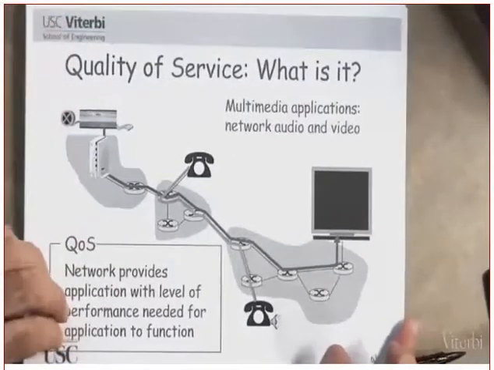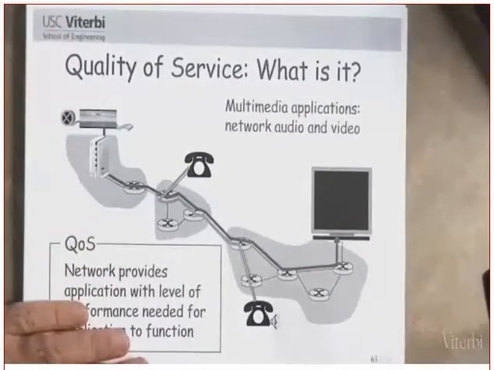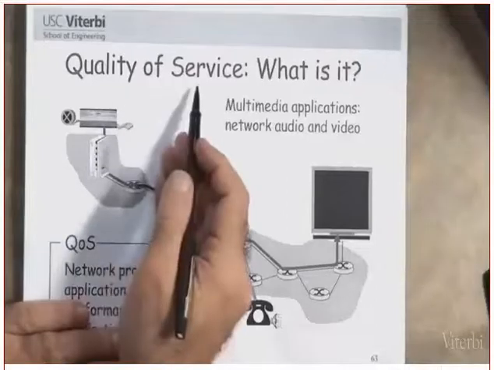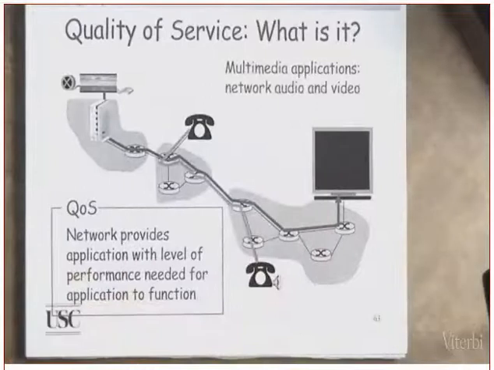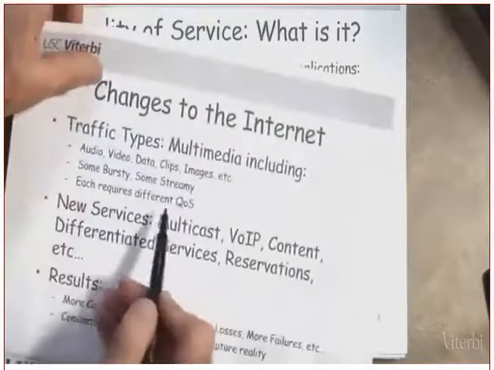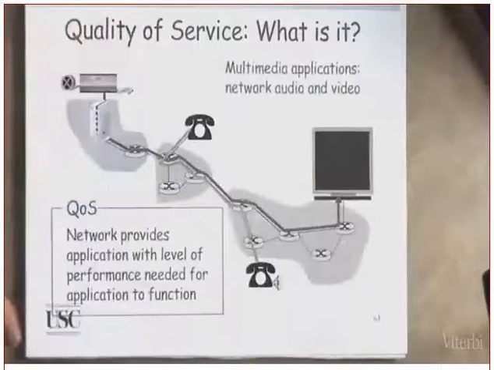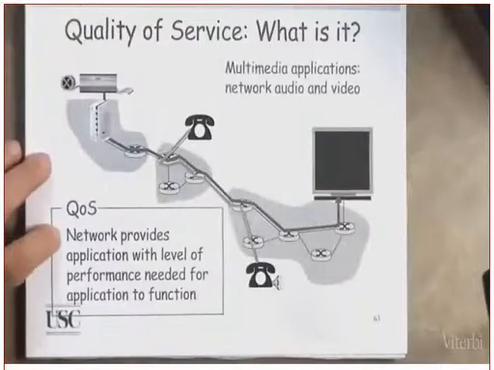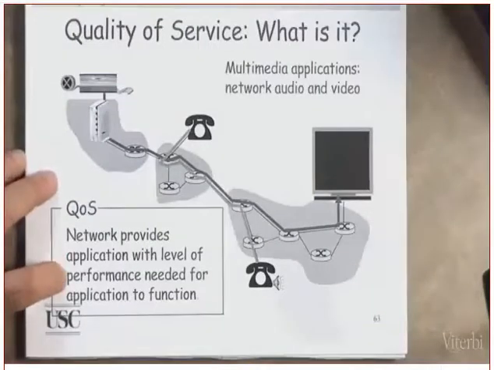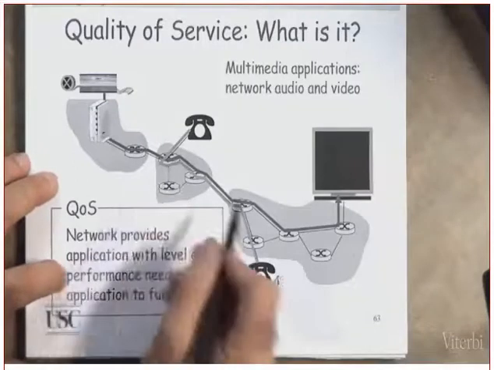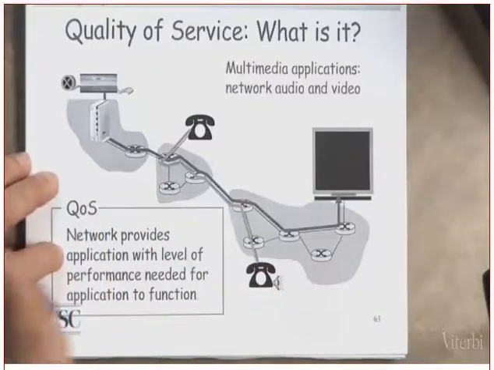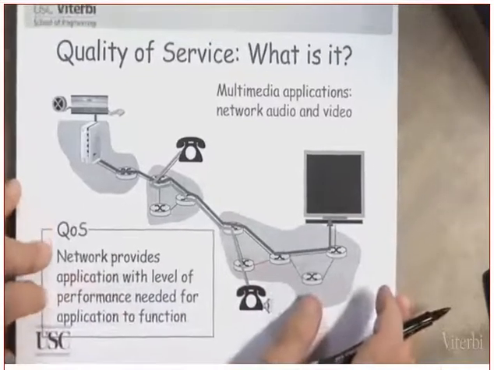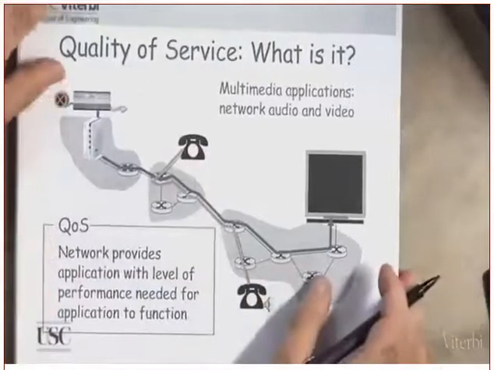Now, one of the items that we'll study shortly, beginning next week or the week after, is the quality of service. What is the quality of service? All of these new traffic types require different levels of quality of service. Quality of service is the ability of the network to provide the applications a level of performance needed for the application to function. For the application to function, the network needs to provide certain levels of service. Those levels are what is referred to as the quality of service.